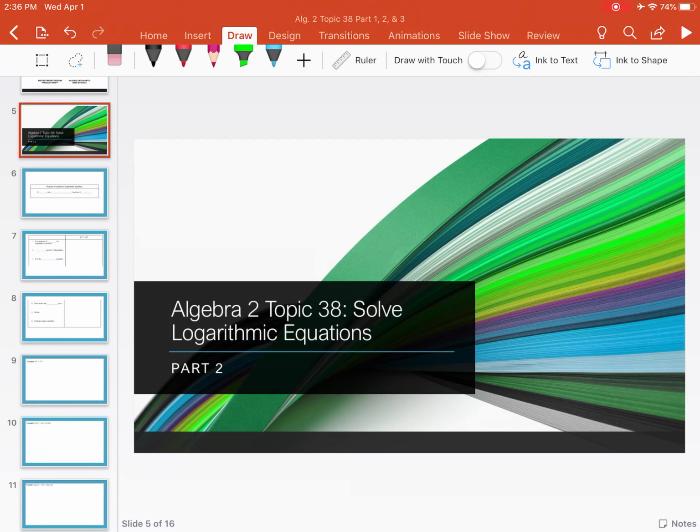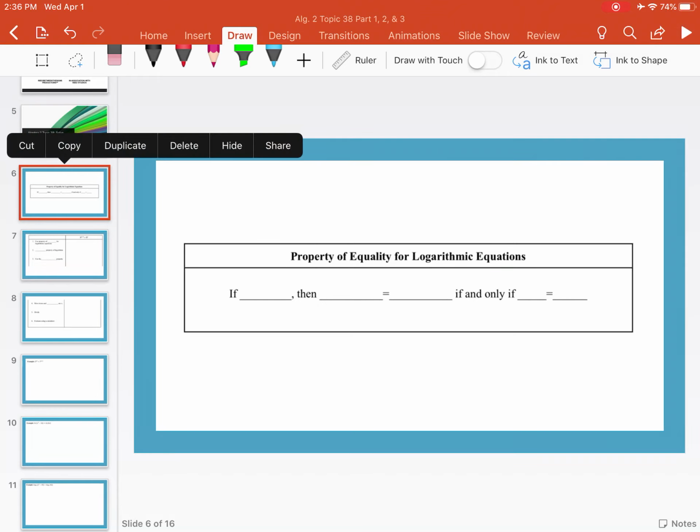Welcome back to topic 38 for Algebra 2, solving logarithmic equations. In part 2, we are going to practice using the property of equality to solve logarithmic equations.